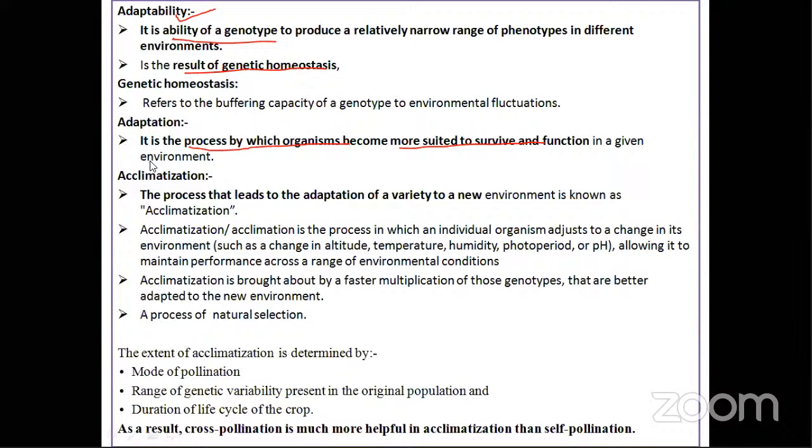So whatever changes will occur in the plant so that it can survive in a new climate, that process is called adaptation. Adaptation always takes some time.